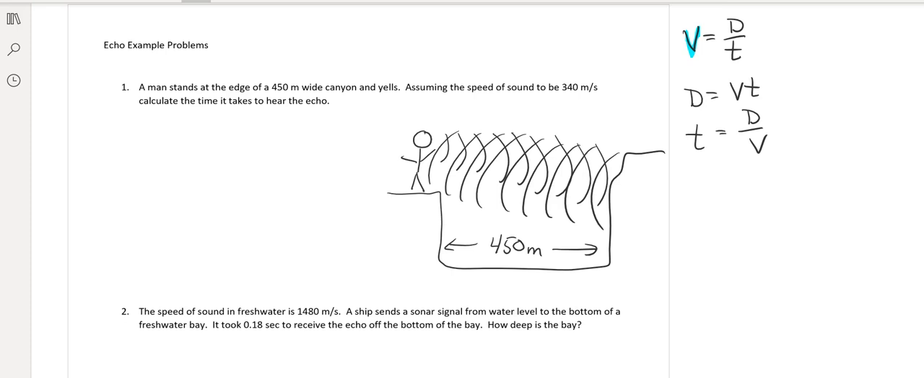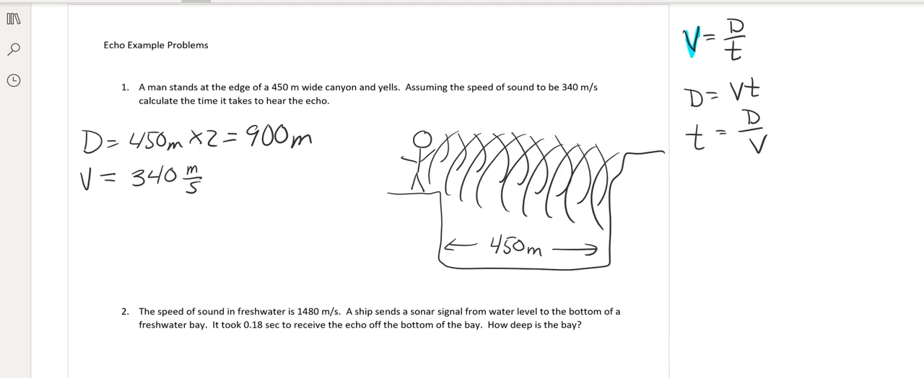The common mistake people will have is they will say, oh, the distance is 450 meters. No, the distance is twice that. So the distance would be 450 meters times 2, which would be 900 meters. The time we're going to find is a down and back time, so we need to use a down and back distance. The speed of sound is temperature dependent. In this case, it's about 340 meters per second.